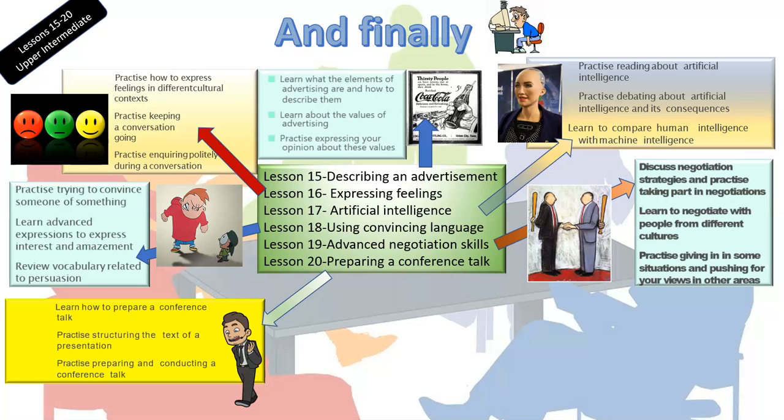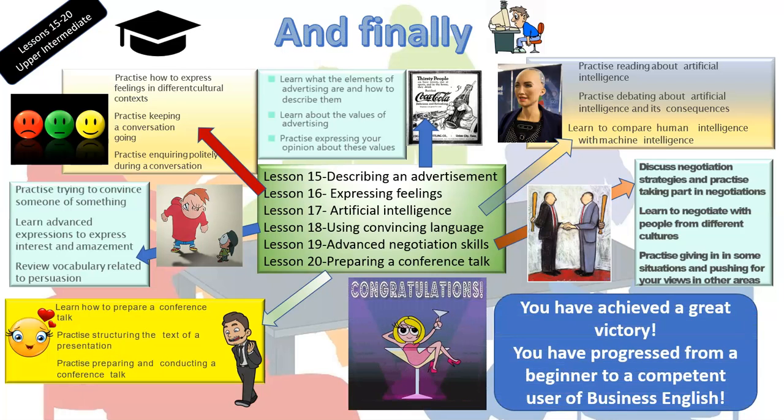And the last lesson in this series, which brings you absolutely to an upper intermediate level, you'll learn how to prepare a conference talk. You'll practice structuring the text of a presentation, and you'll practice preparing and conducting this conference talk. So, how about that? In 20 lessons, you will have come from using basic beginner business English up to using upper intermediate. That's a pretty good journey.